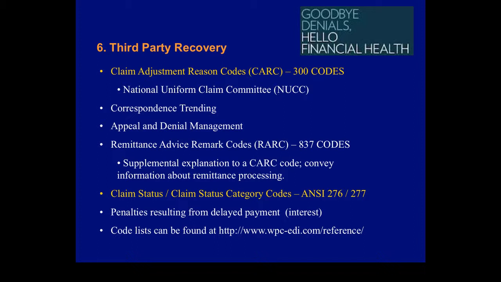Correspondence trending. Why am I not getting paid? Am I looking at all the mail for the month or electronic remittance for the month and going, 99% of my people are getting denied because they're not eligible for services? Well, wait a second. If they're not eligible for services, who's screwed up? Where's virtual registration? What are they doing? They need to be cleaning that up for us. I shouldn't be working it on the back end.